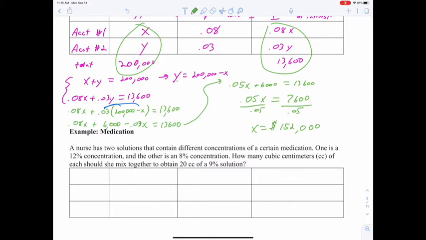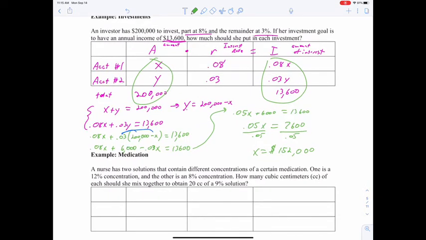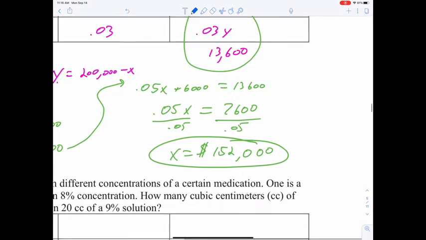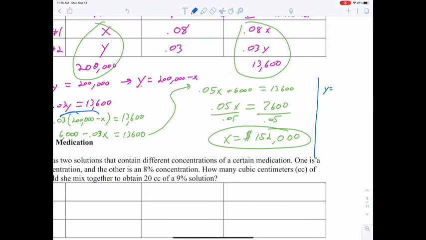Now once you finish your algebra, go back and read what the question wanted. How much should they put in each investment? Well, we just found how much to put into account 1, since x was account 1. So into account 1, 152,000. We solved that, but now we've got to finish and answer the question for y. We actually already know y. We had this equation here, 200,000 minus x.